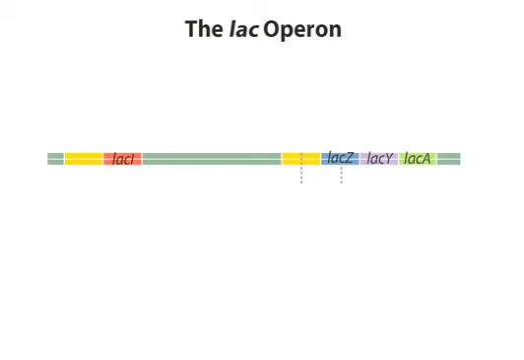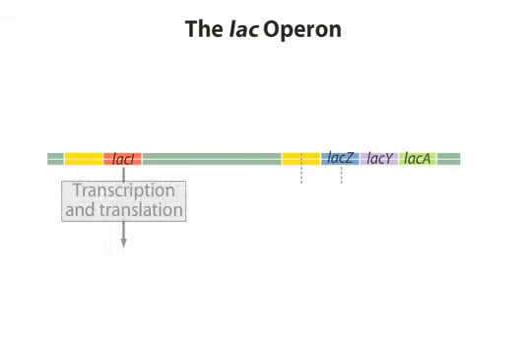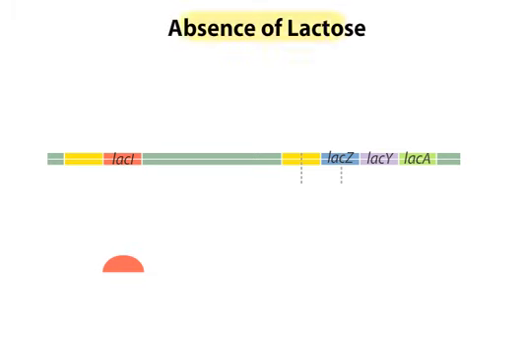The Lac Operon is inducible, that is, the structural genes are expressed only in the presence of lactose. Active repressor proteins are encoded by the regulator gene. In the absence of lactose, these repressors bind to the operator and prevent RNA polymerase from initiating transcription.